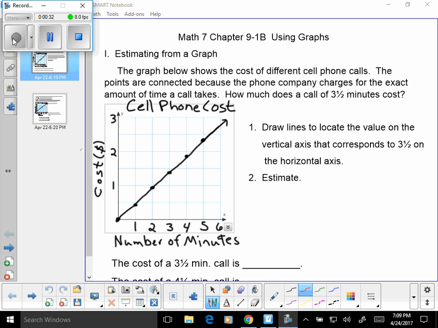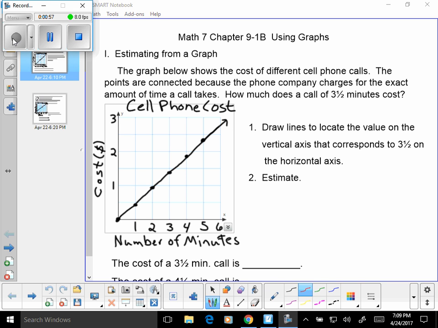Graphs can be used to give us information. Sometimes we can use that graph to estimate, and that's the concept that we're working with here in part 1. I give you a graph that shows the cost of different cell phone calls. Points are connected because the phone company charges for the exact amount of time a call takes.